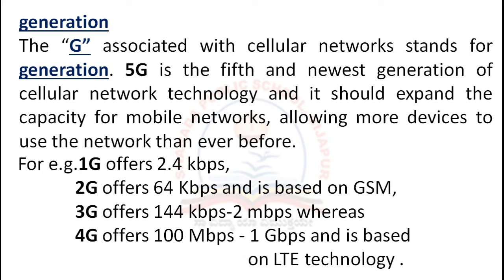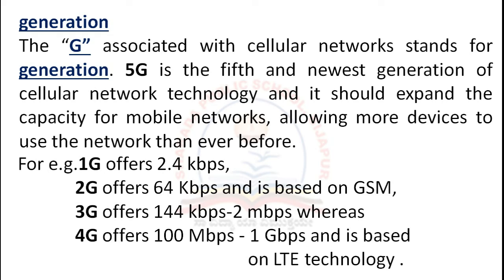For example, 1G offers 2.4 kbps, 2G offers 64 kbps and is based on GSM. 3G offers 144 kbps to 2 Mbps, whereas 4G offers 100 Mbps to 1 Gbps and it is based on LTE technology. Children, in day-to-day life, we are using 4G and 3G networks. What are 3G and 4G actually? It is a third generation network and a fourth generation network, and they differ in the data transfer rate.